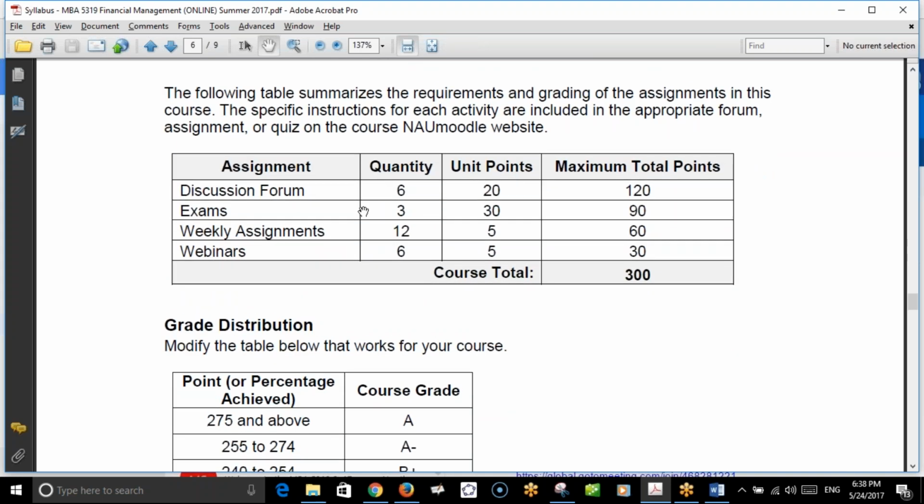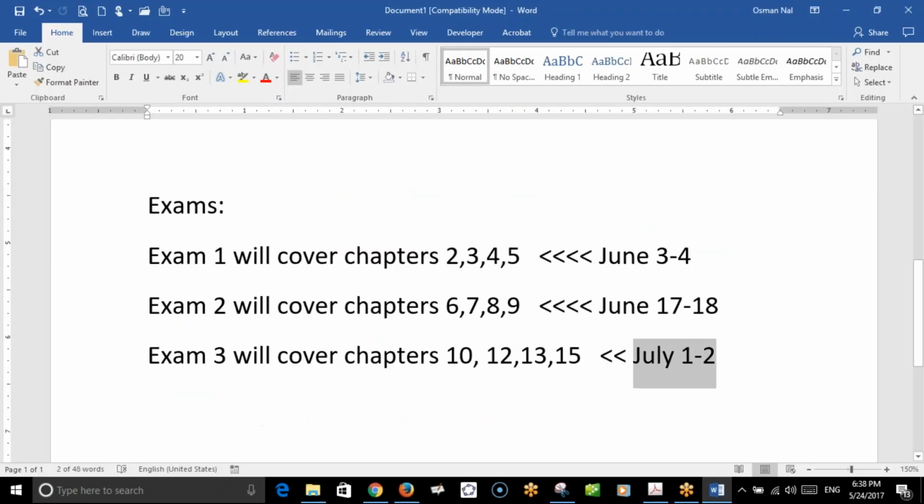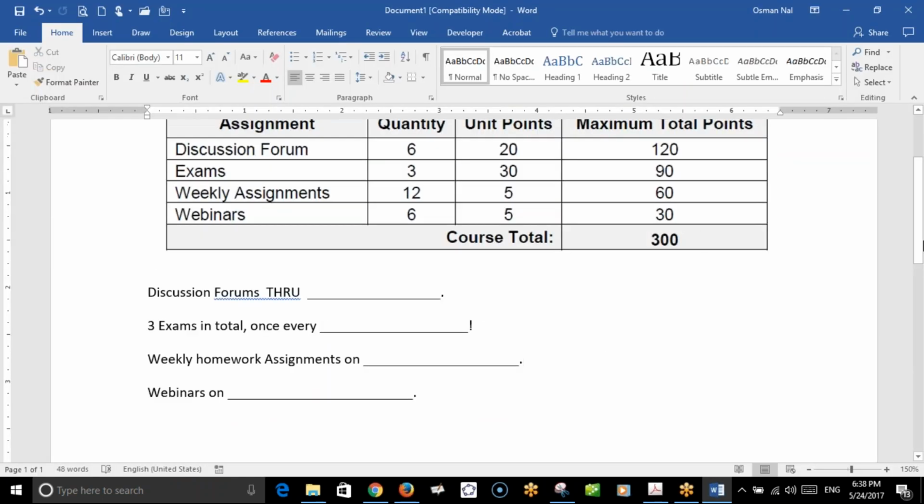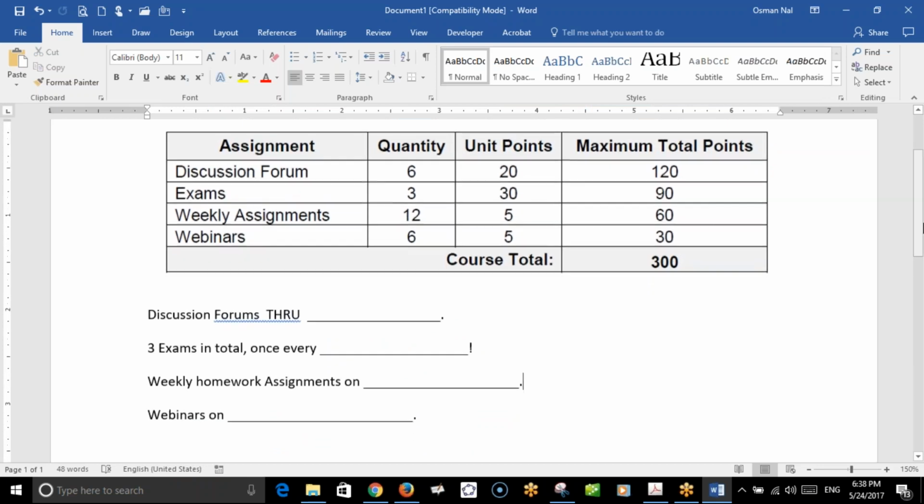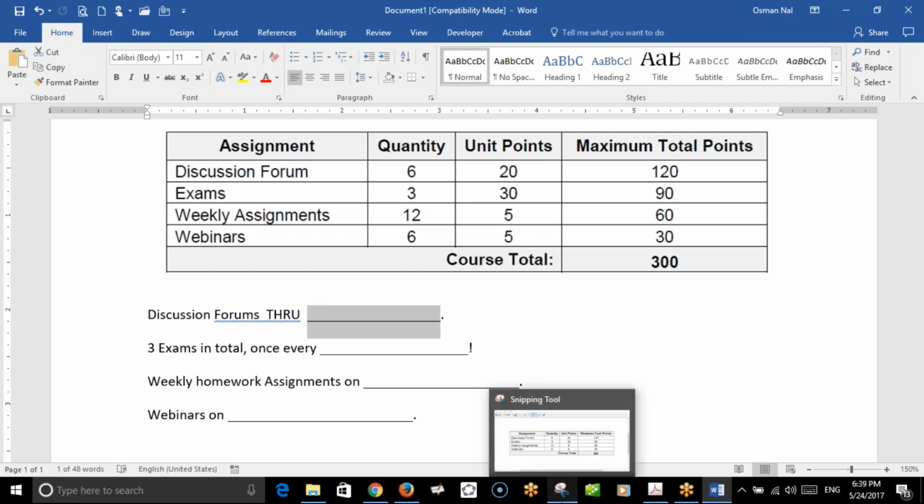Going back to our thing, that's all we have. I have a quick quiz for you, because I don't want to make it longer. I prepared a quiz for you. These 4 items are part of your grade: discussion forums, exams, weekly assignments, and webinars. Who can help me fill in these blanks? Let's start with the first one, discussion forums. You can use your chat box to write the answer.